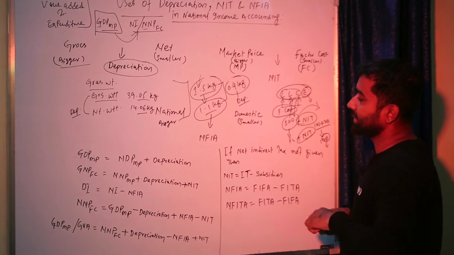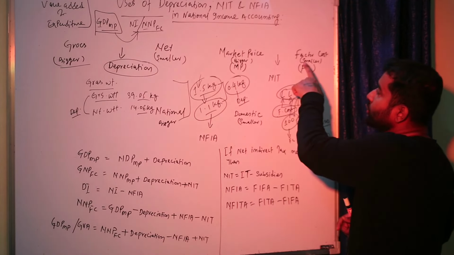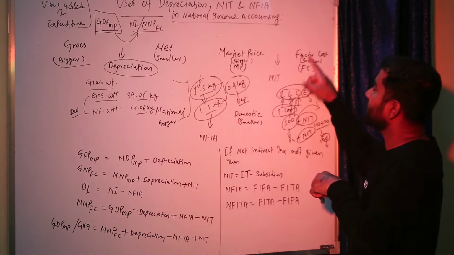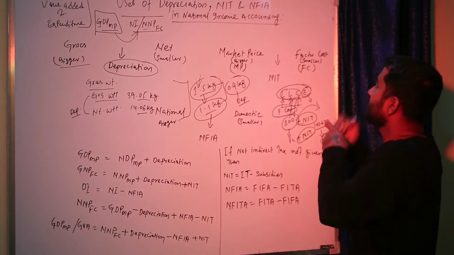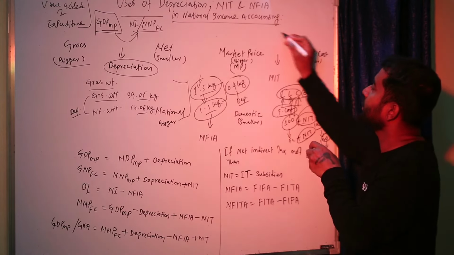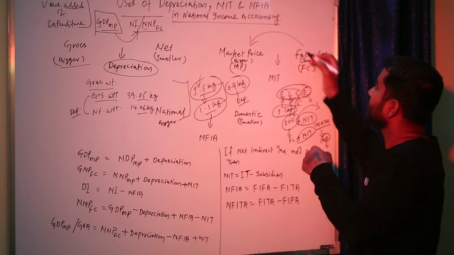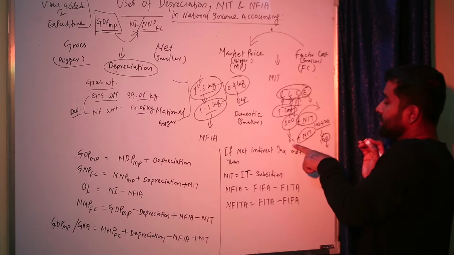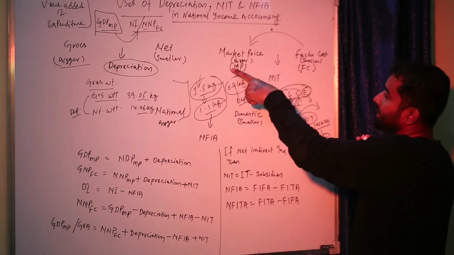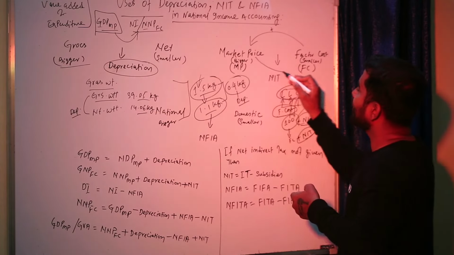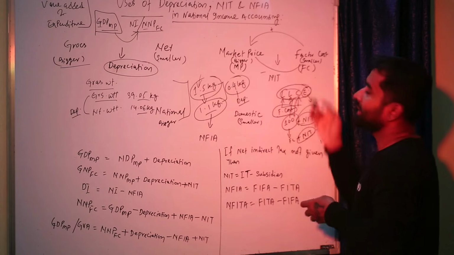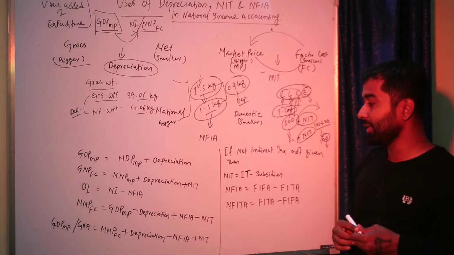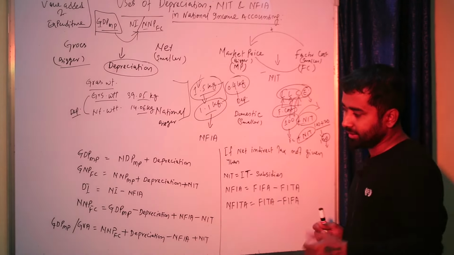So the simple thing is that when you convert from factor cost to market price, from smaller to bigger, you should add NIT. Factor cost plus NIT becomes market price. The opposite is that market price minus NIT becomes factor cost. I hope that is clear. Let's see one example here.